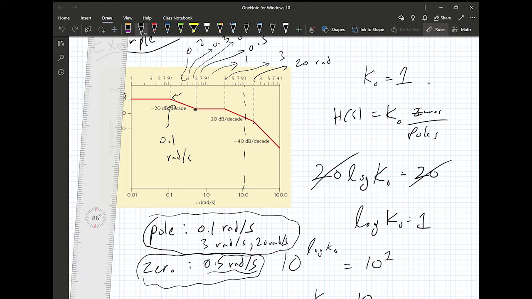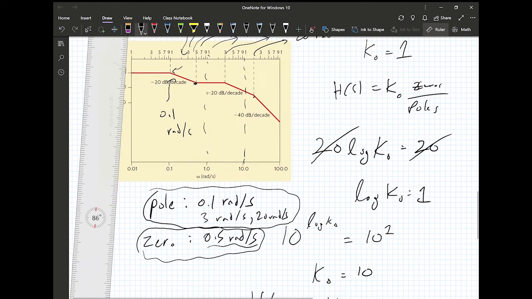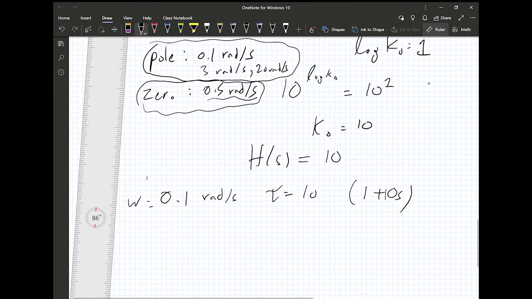Yeah, there is a 3 rads. So this is 1, and this is 2, and this is 3 rads per second. So there is a pole at 3 rads per second. So the tau in this case is 1/3. So this is going to be 1 plus s over 3.